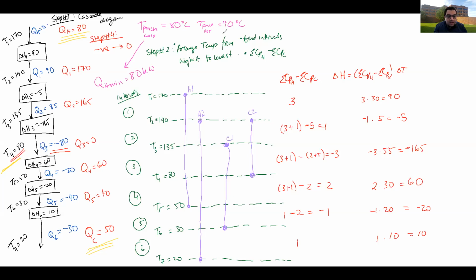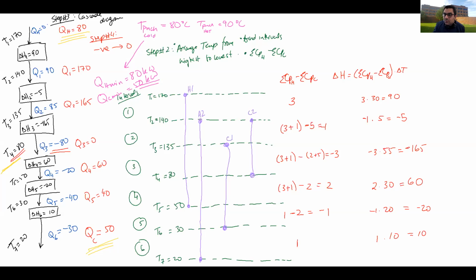degrees Celsius, and I know that my QC minimum is equal to 50 kilowatts. So I have my pinch point, I have my targets, and this is all I need to start building my heat exchange network. So let's start doing this.